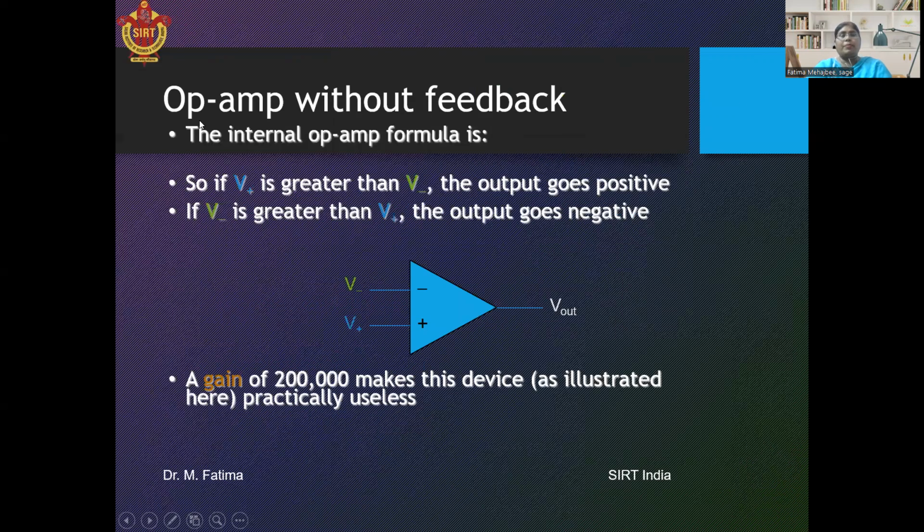Now the operational amplifier without feedback. Here there is no feedback. This diagram is showing the op-amp without any feedback. Two inputs are given, V negative and V positive, and only one output. The output of this op-amp will be equal to the gain multiplied by V plus minus V negative. This gain depends on the operational amplifier. If it is open loop, like here without any feedback, then this gain is 2 into 10 raised to 5 for the 741 IC.